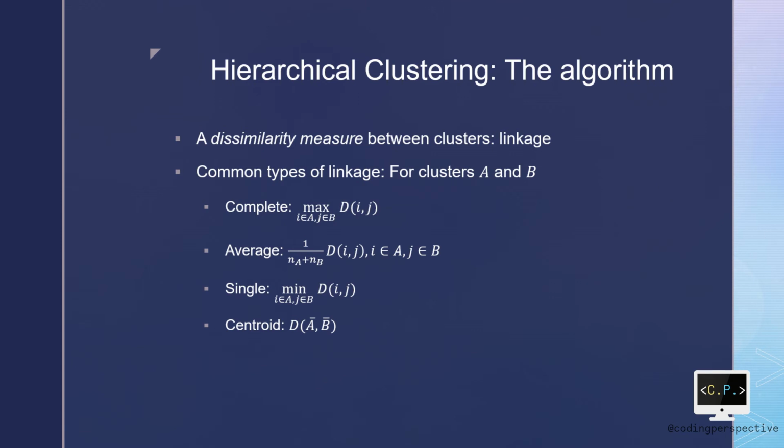And last, in centroid linkage, the distance between two clusters is the distance between the two mean vectors of the clusters. So, at each stage of the process, we combine two clusters that have the smallest centroid distance.